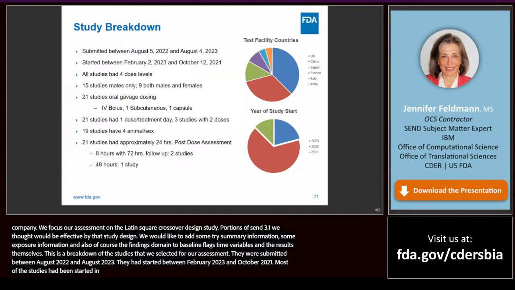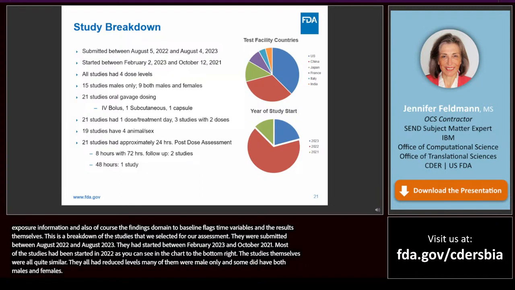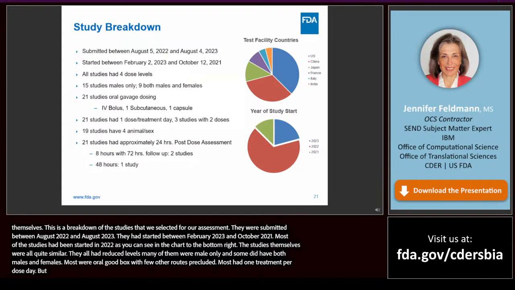The studies themselves were all quite similar. They all had 4 dose levels. Many of them were male only, but some did have both males and females. Most were oral gavage with a few other routes included. Most had 1 treatment per dose day, but there were 3 studies that had 2 doses. The doses were about 6 hours apart on those 3 studies.